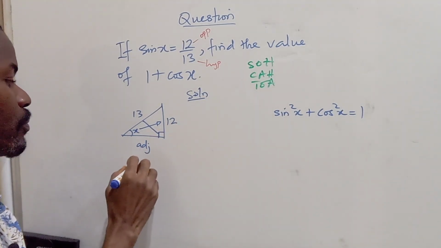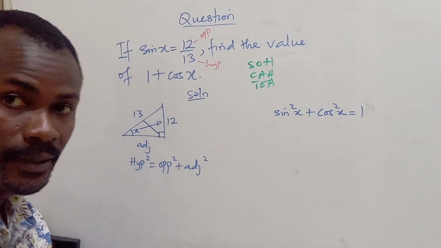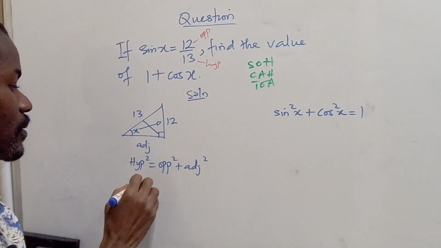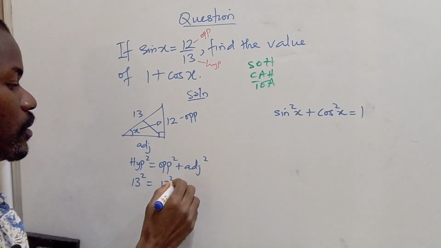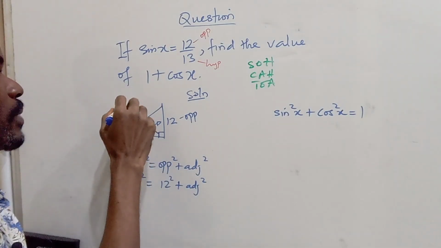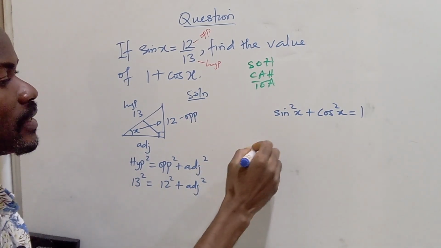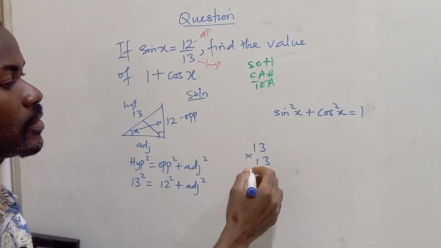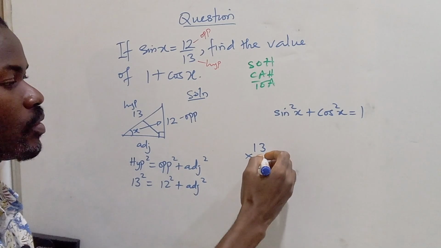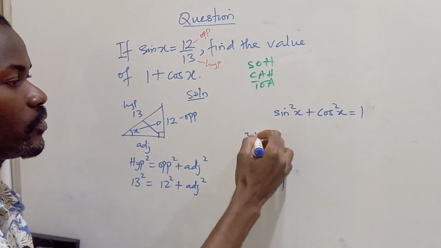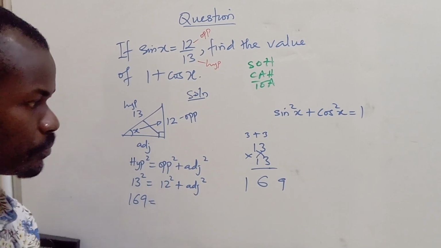So remember, our hypotenuse squared from the Pythagorean theorem is equal to opposite squared plus adjacent squared. Our hypotenuse here is 13. So 13 squared is equal to our opposite, 12 squared, plus adjacent squared. Remember, this is the hypotenuse. So 13 squared means 13 times 13. This will give us 3 times 3 is 9, 1 times 1 is 1, 1 times 3 is 3, 1 times 3 is 3, adding this is 6. So this is 169.